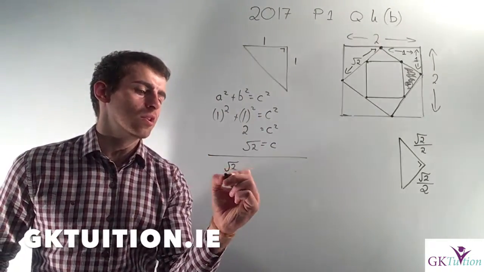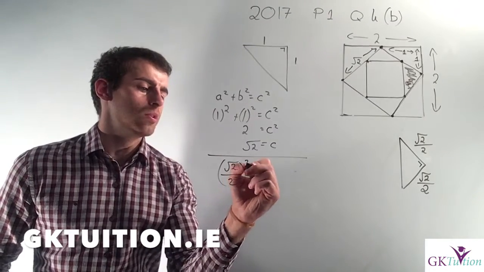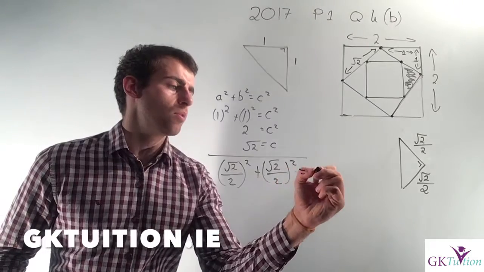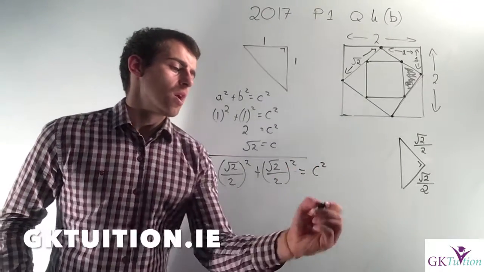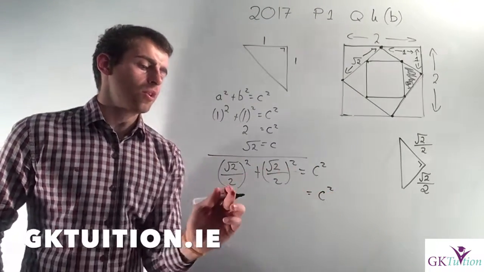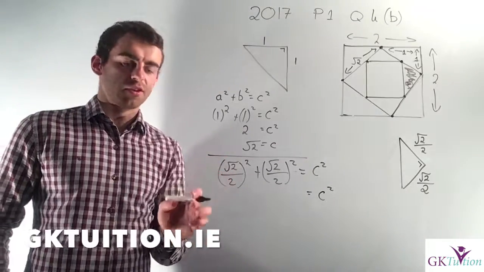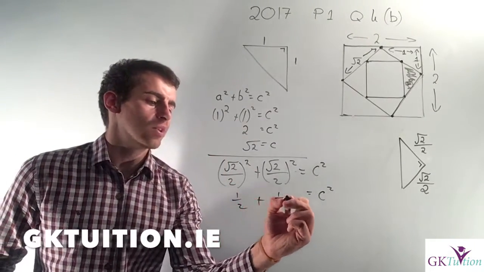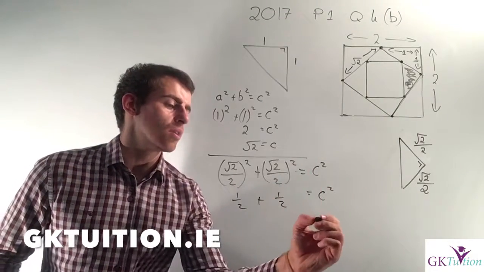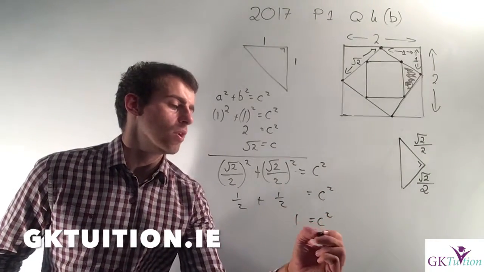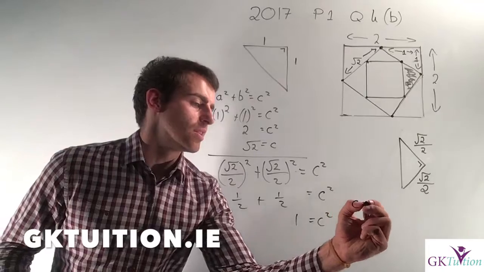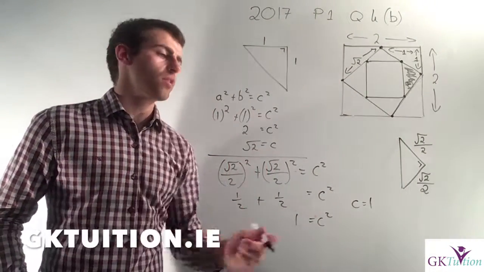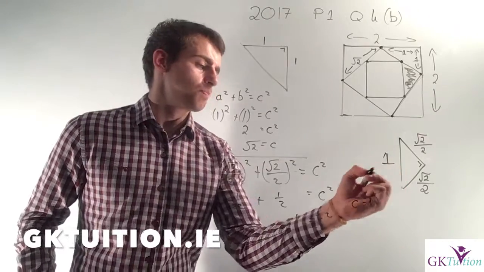So in this case, it's going to be the square root of 2 over 2, squared, plus the square root of 2 over 2, squared, will give me c squared. If you just plug that in, 2 squared in the bottom here is 4, and the square root of 2 squared is just 2. So this works out as a half plus a half is equal to c squared. So c squared is equal to 1, which means that c in this case works out as 1. So I know that the length of one of the sides of the smaller square is 1.